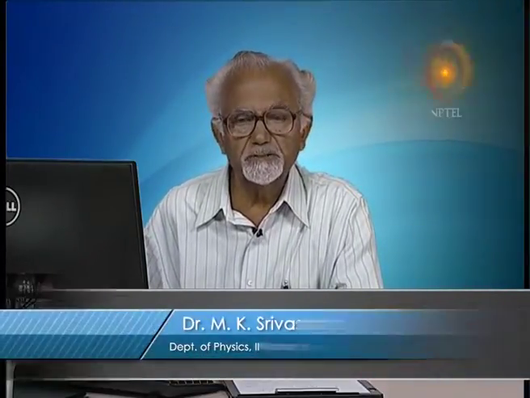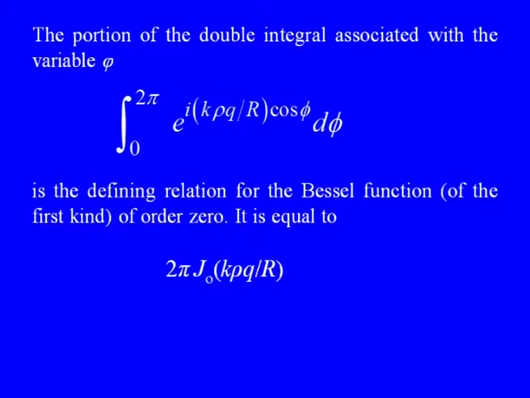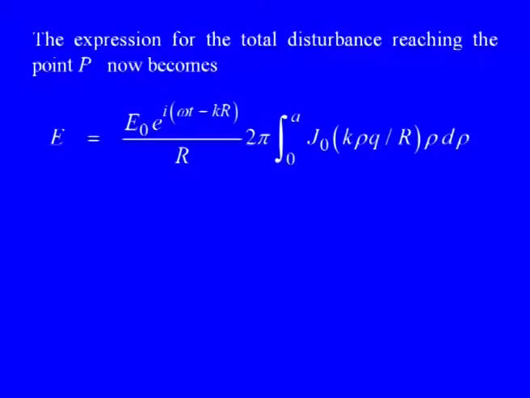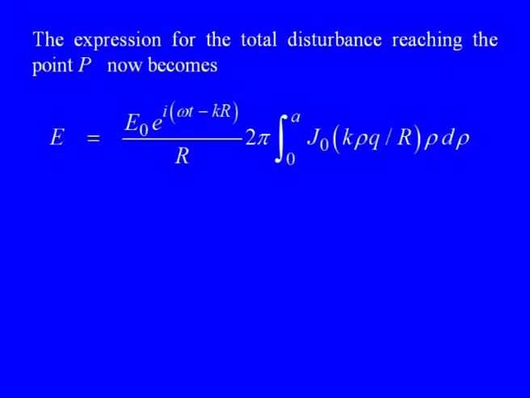This integral is equal to 2 pi times j0, j0 means of the order 0, and the argument of the Bessel function is k rho q divided by r. So, we substituted this back in the expression for E. So, the total disturbance reaching the point P now becomes, phi integration has already been done.